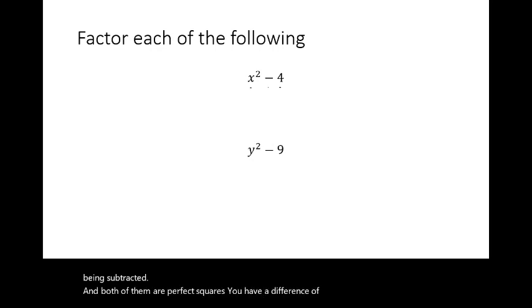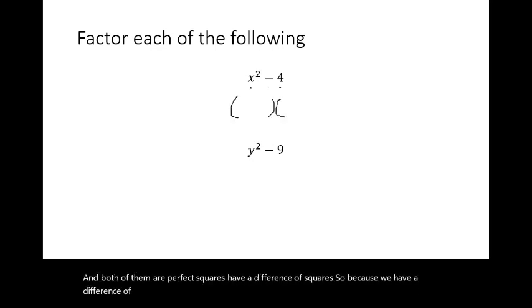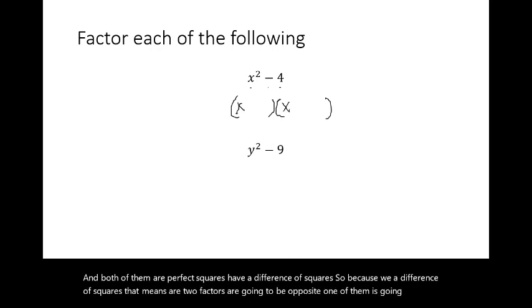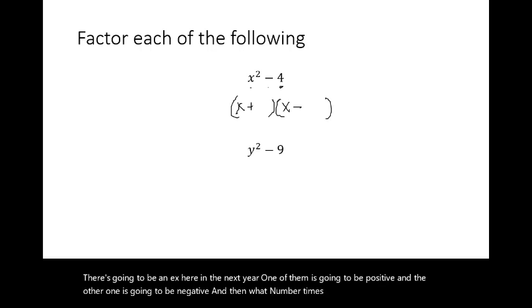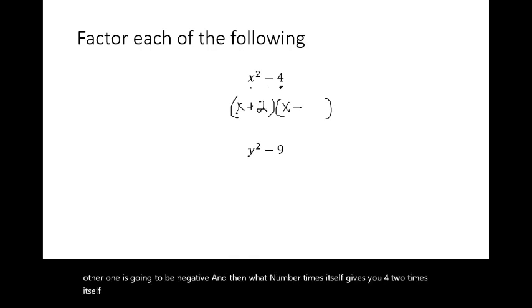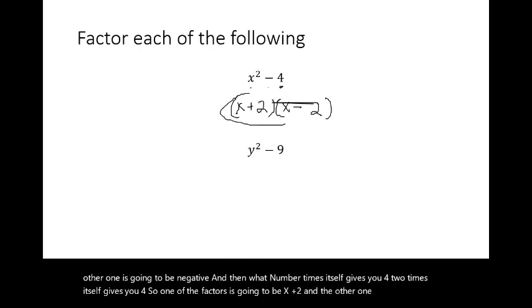So because we have a difference of squares, that means our two factors are going to be opposite. There's going to be an x here and an x here. One of them is going to be positive and the other one is going to be negative. And then what number times itself gives you 4? Well, 2 times itself gives you 4. So one of the factors is going to be x plus 2, and the other one is going to be x minus 2.